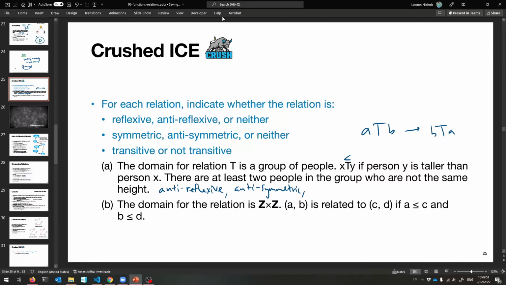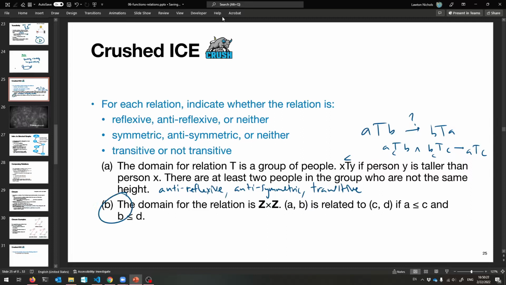Is it transitive or not transitive? If you know that person A is taller than person B, and you know that person B is taller than person C, does that give you that person A is taller than person C? I think so, because it's that less than relationship all over again, and that is totally a transitive relation. So it looks like this relation T is anti-reflexive, anti-symmetric, and transitive. Okay? So that's that. And let's continue and try this for B now.